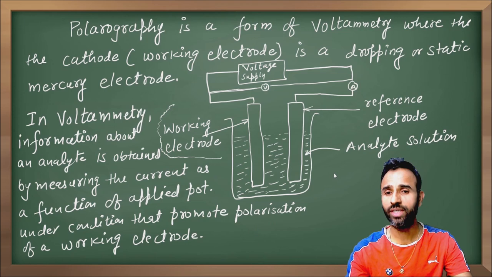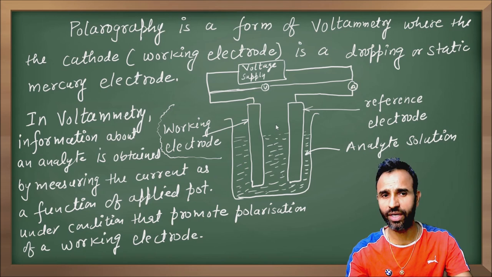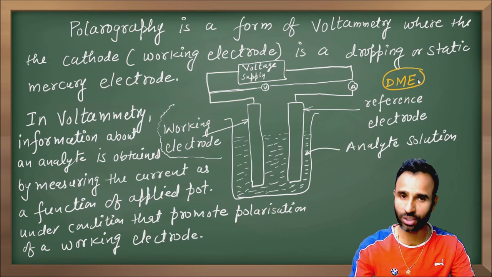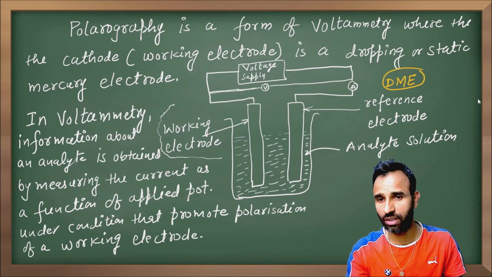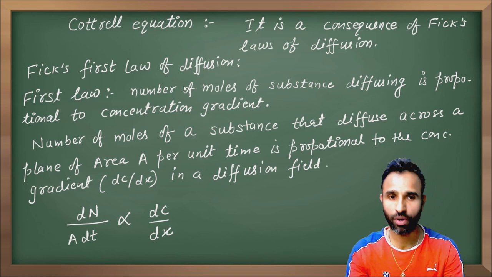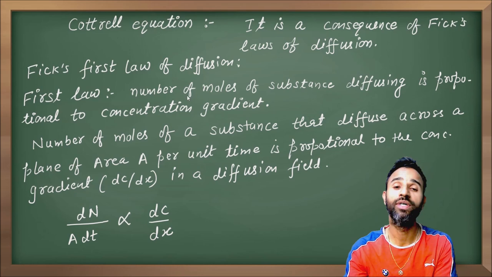It is a form of voltammetry where a working electrode, that is very important, working electrode is dropping mercury electrode or sometimes static mercury electrode, but dropping mercury electrode has its own advantage. That's why in most of the cases we use DME, that is dropping mercury electrode. So wherever working electrode in voltammetry is dropping mercury electrode, that is called polarography. This is the voltammetric setup. Now first we derive the Cottrell equation from Fick's first and second law, and then we are going to derive the Ilkovic equation.